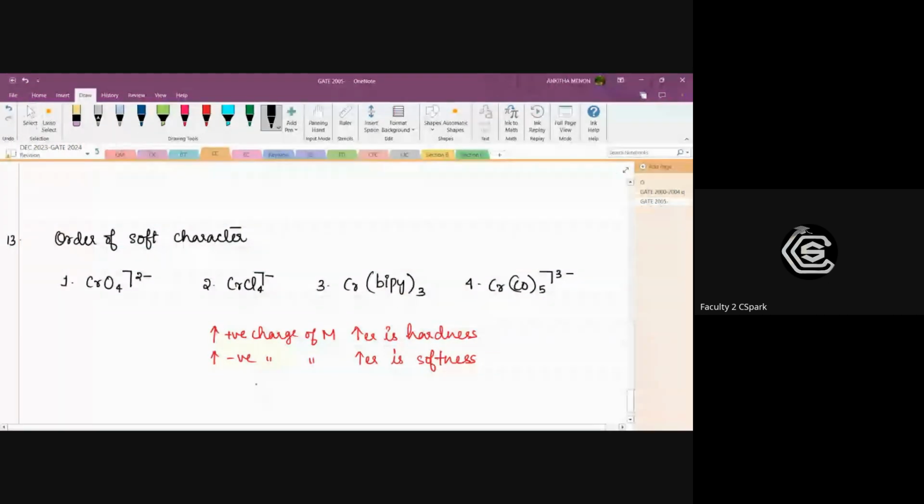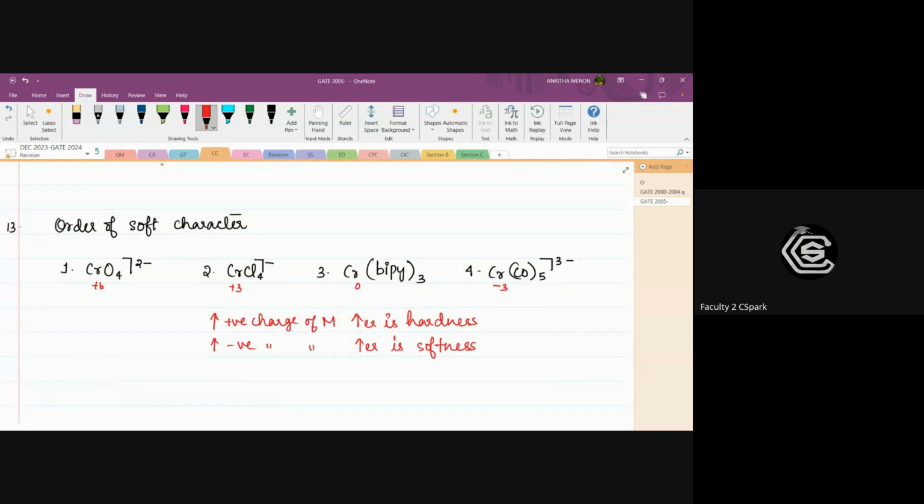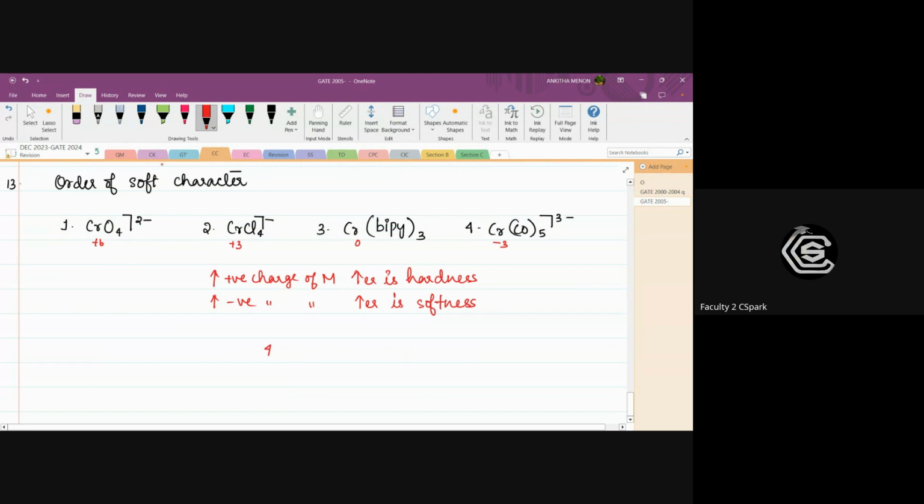Yes, so if you look at the charges, what we can see is this is +6. This is +3, this is 0, and this is -3. Of course, softest is 4, then comes 3, then comes 2, and the least soft is 1. Okay, that's a good one.